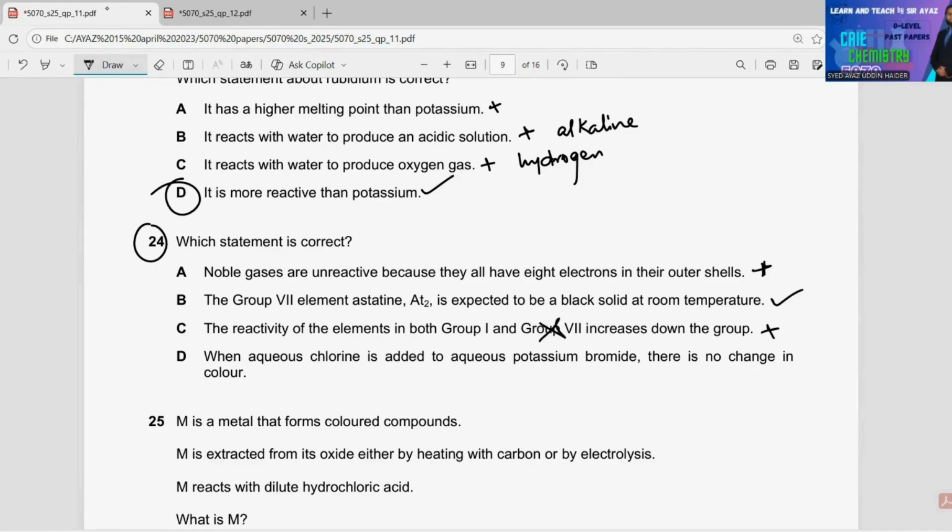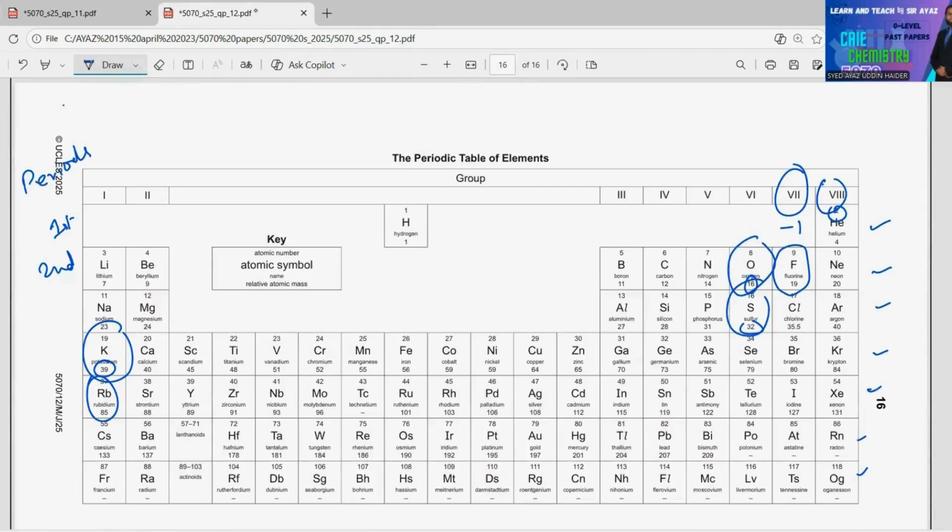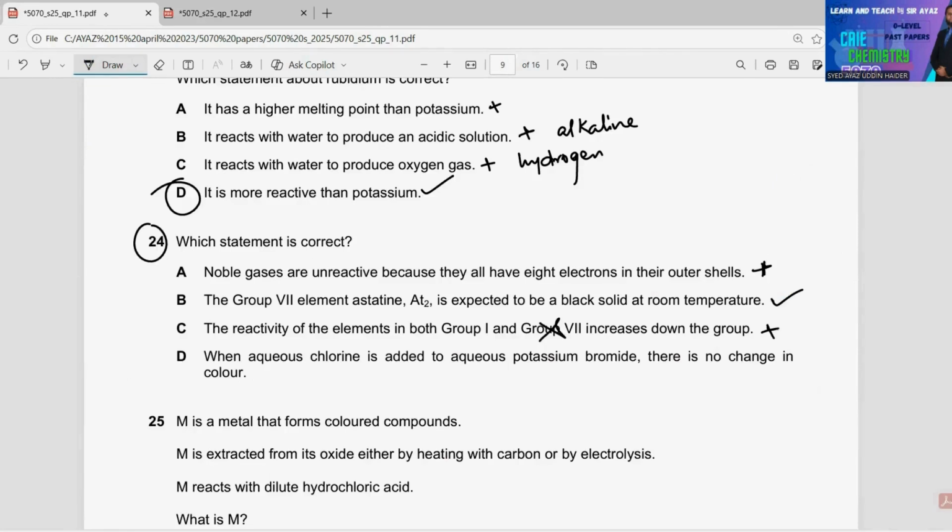When aqueous chlorine is added to aqueous potassium bromide, there is no change in color. This is incorrect because if you look at group 7, chlorine is above bromine, so it will definitely displace bromine, or it will react with aqueous potassium bromide. So you can't say there isn't any change in color. The change in color will definitely happen. So A, C and D all are incorrect. Only B is the right answer in this case.